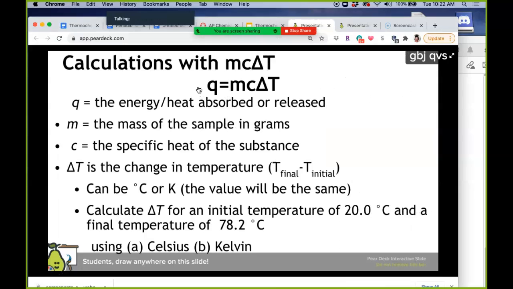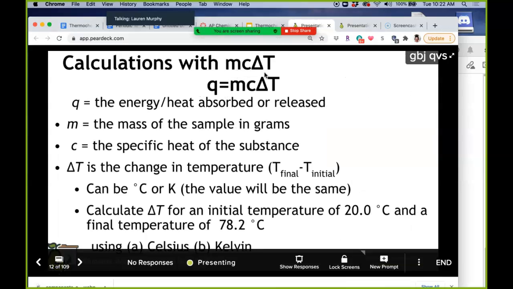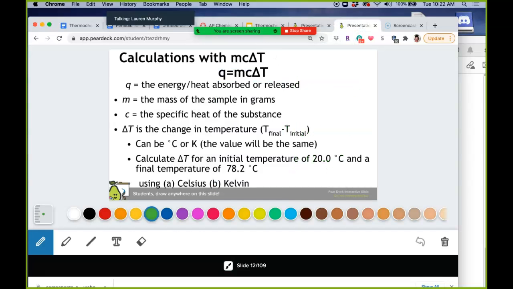So this is often referred to as MCAT, just because that triangle kind of looks like an A. But just so you know, that triangle is the Greek symbol for delta, and delta in math means change. And change for us is going to be final whatever minus initial whatever. So if it's delta T, it's final temperature minus initial temperature. If it was delta m, it'd be final mass minus initial mass. If it was delta V, it'd be final volume minus initial volume, and so forth.